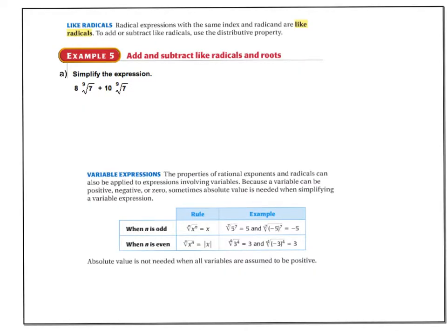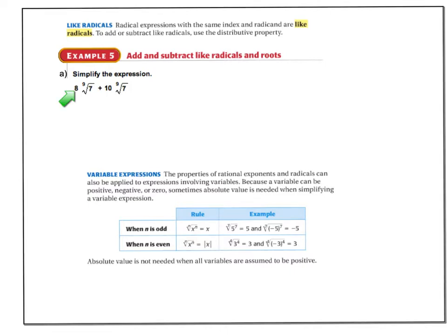Alright, so we're going to shift modes here really quickly and talk about like radicals. Just like you have like terms, those are terms that have the same variable part, you also have like radicals. And that means expressions that have the same index and radicand part can be combined as well. They can be added and subtracted, or you can use the distributive property on them. Here's an example right here, letter A.